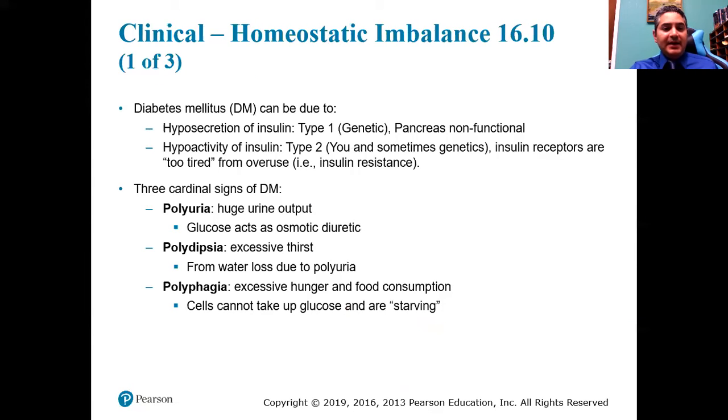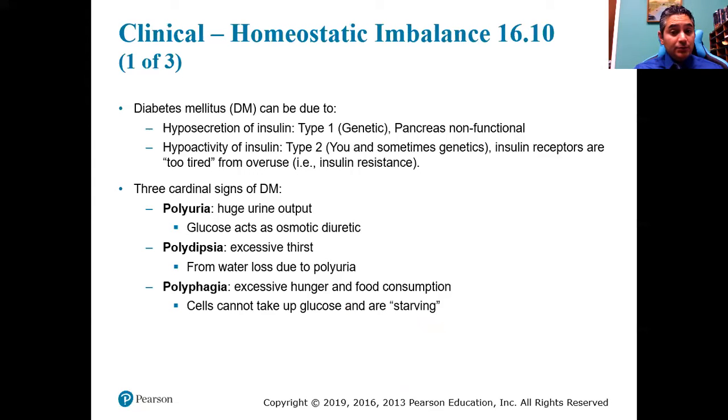So diabetes mellitus, DM. We have two types, right? Both involve hyposecretion of insulin, and then we have hypoactivity of insulin. In the case of type 1, that's genetic. A person has passed on this genetic information, and the pancreas is non-functional, right?